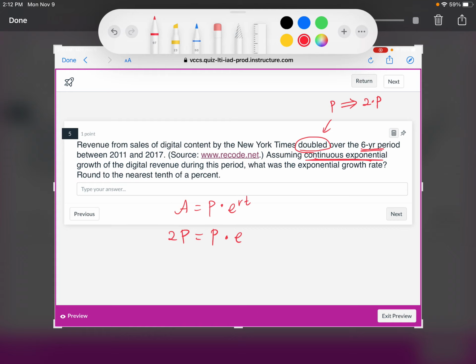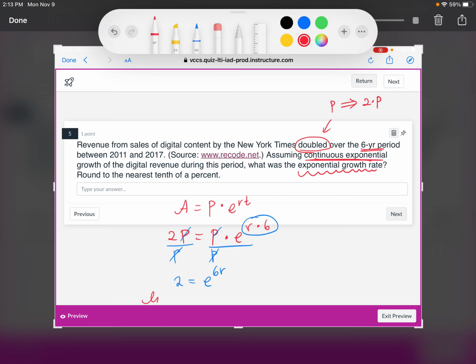Did they give us the rate? They never gave us the rate. They are looking for the exponential rate, so I'm going to say R. But T is 6 because it took them 6 years. Now let me solve this. Divide both sides by P. So P is gone. I get 2 equals e raised to the 6R.